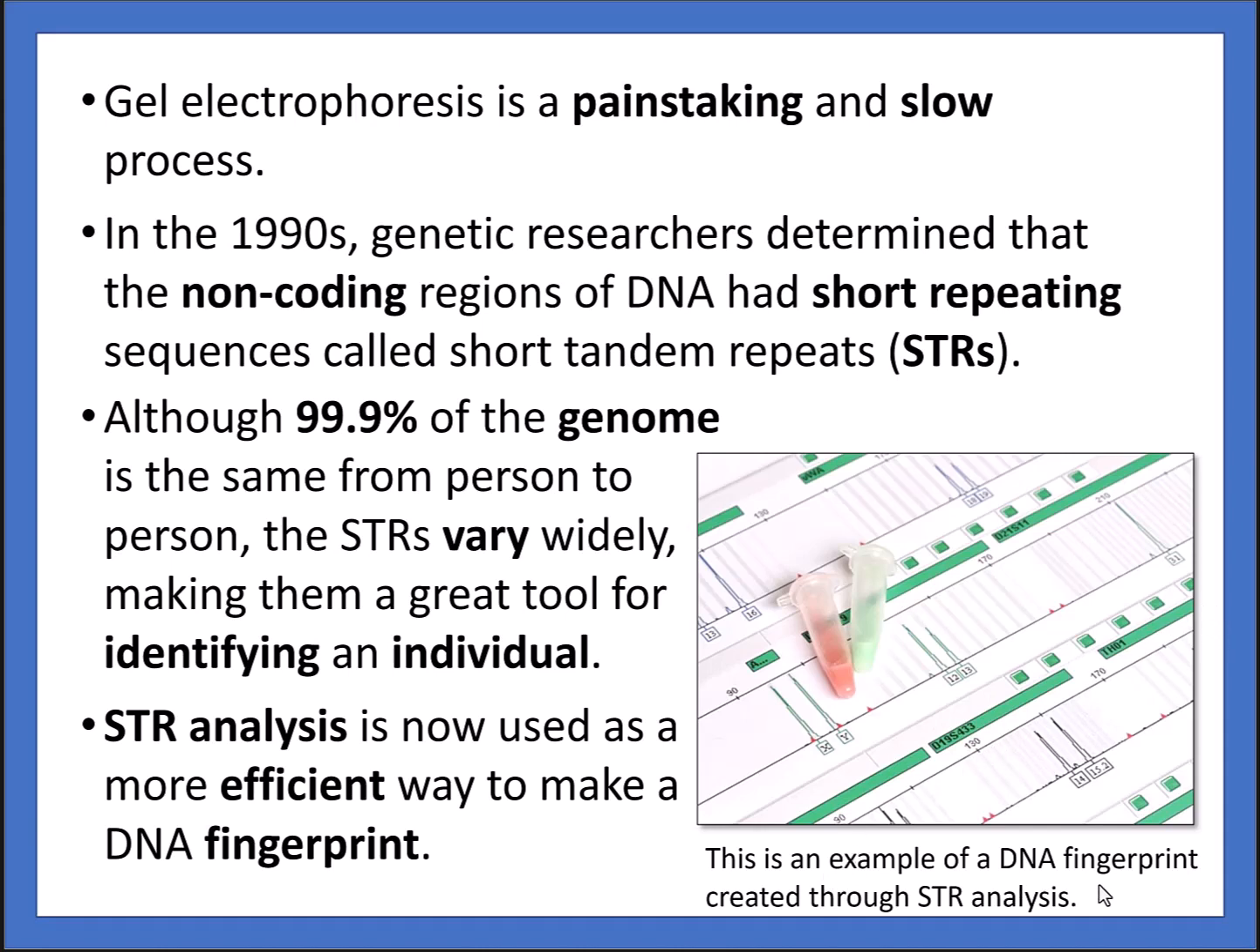So this is an example of a DNA fingerprint created through STR analysis. This is similar to the DNA fingerprint on the previous slide, made through gel electrophoresis. It's identifying an individual, but this is made by a computer, and it is analyzing those STRs to compare or analyze the DNA of different individuals. So this might be one individual, this would be another individual, and these peaks are representing those STRs. So they would match up if the two individual sequences were the same.